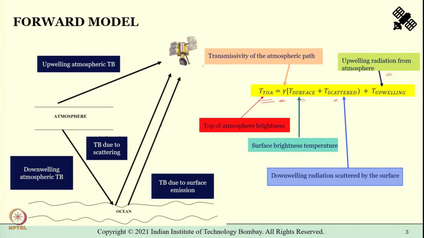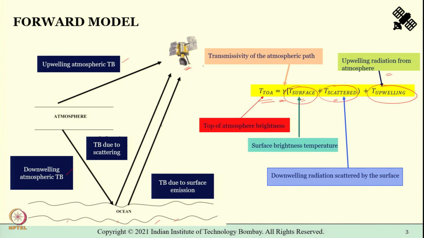So, just take a look at the diagram towards the left side of the screen, where ocean is shown, atmosphere is seen, and if this is the radiometer which is looking down at the surface, there can be upwelling atmospheric TB. The atmosphere themselves can contribute to downwelling atmospheric TB, which again is getting scattered by the surface, here being ocean, and which is redirected to the radiometer which is on board a platform, which is a satellite. And the surface themselves, they can contribute to surface emission, that is TB due to surface emission.